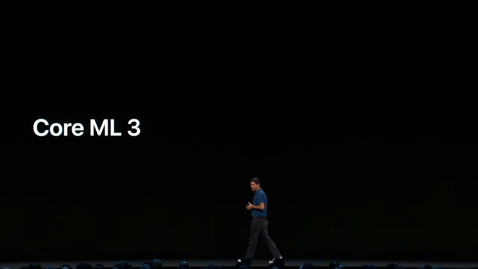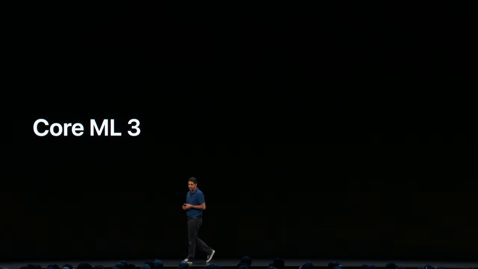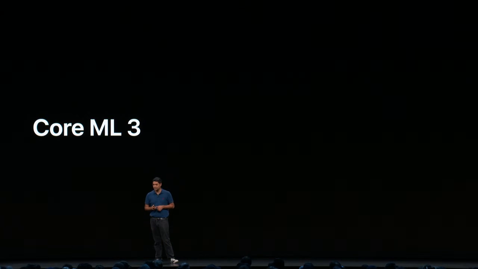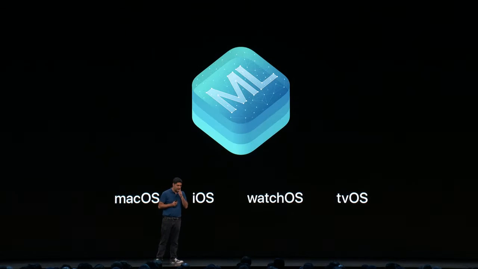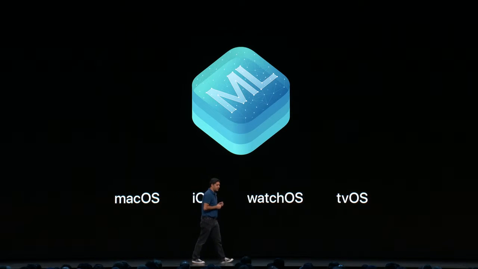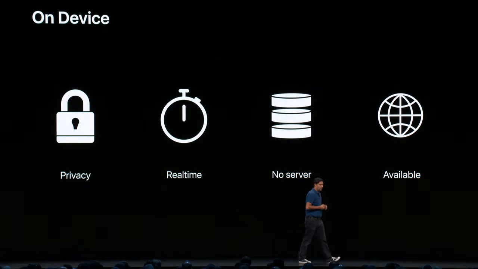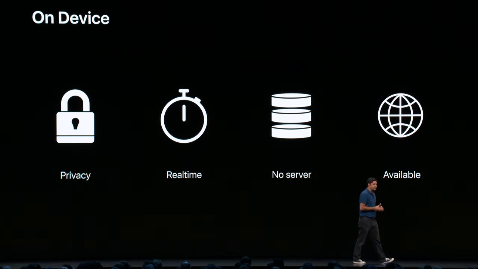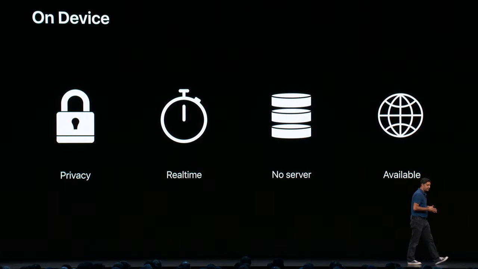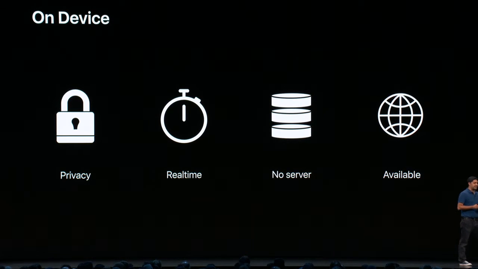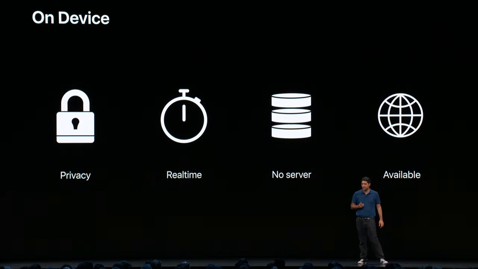Now let's talk about CoreML 3, the third big pillar of our offering. CoreML is now supported across all our platforms. All the work is done on the device, so users' privacy is maintained. CoreML is hardware accelerated, so you can use it for real-time machine learning. And you don't need a server, and it is always available.